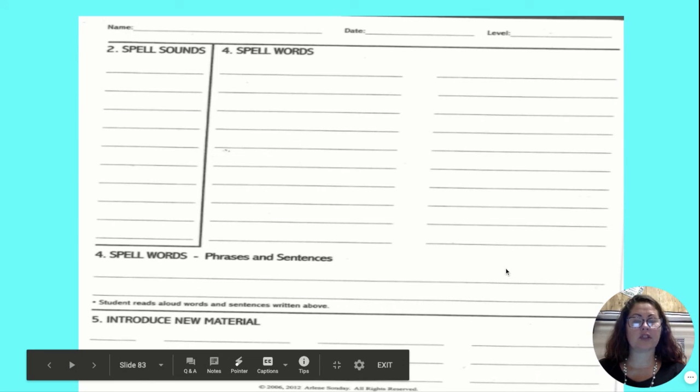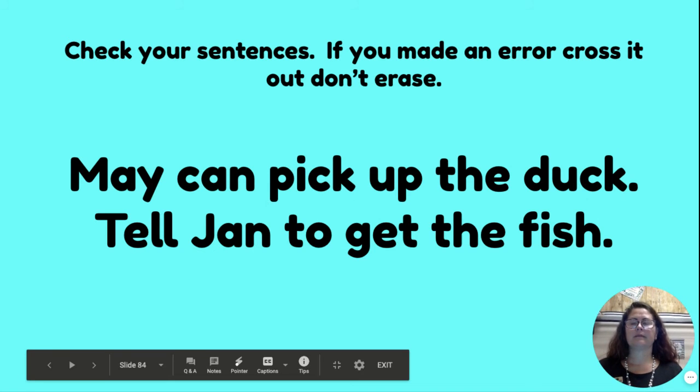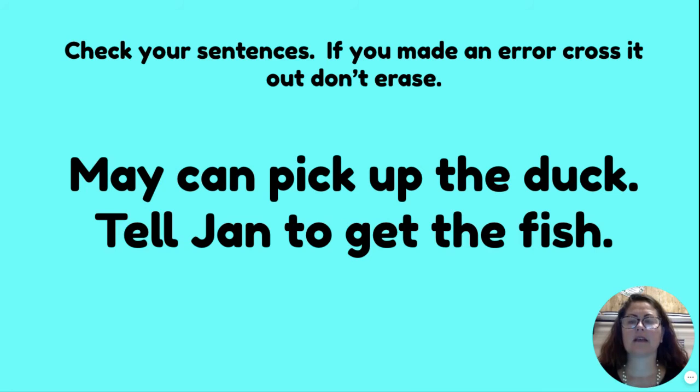And now we're going to check your sentences. The first sentence, May can pick up the duck. If you made an error in the sentence, cross it out, don't erase, and write the correction above. Second sentence, tell Jan to get the fish. All right, make sure you have your learner read these sentences back to you.